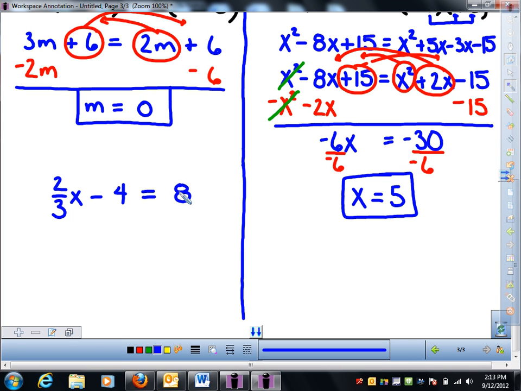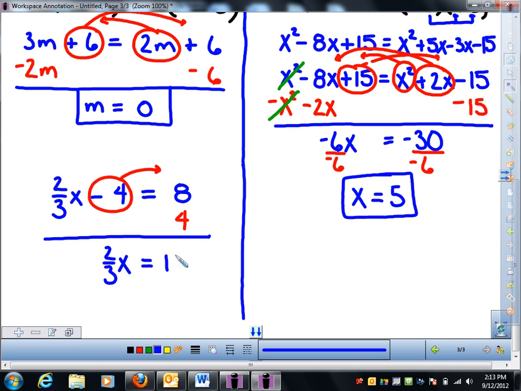Well, we don't treat it any differently. Letters on the left. The 2/3 is linked with the x, so it's going to stay on the left. We move our numbers to the right. So this negative 4 is going to go over. When you move a negative 4 over, it becomes a positive 4. We now do our like terms. Nothing to go with the 2/3. So we end up with 2/3 x equals, and then when I take the 8 and the 4, I get a 12. Now, multiply or divide.